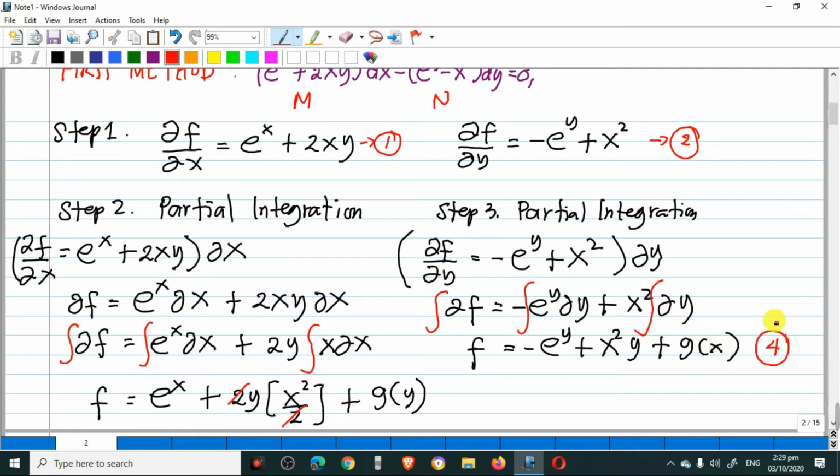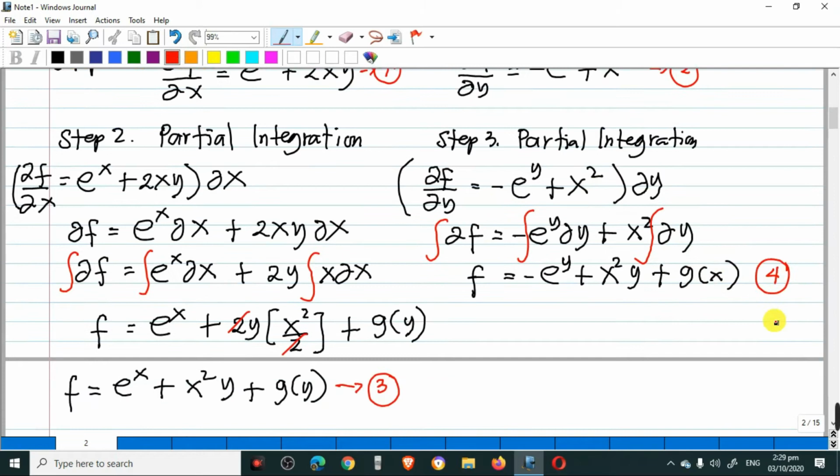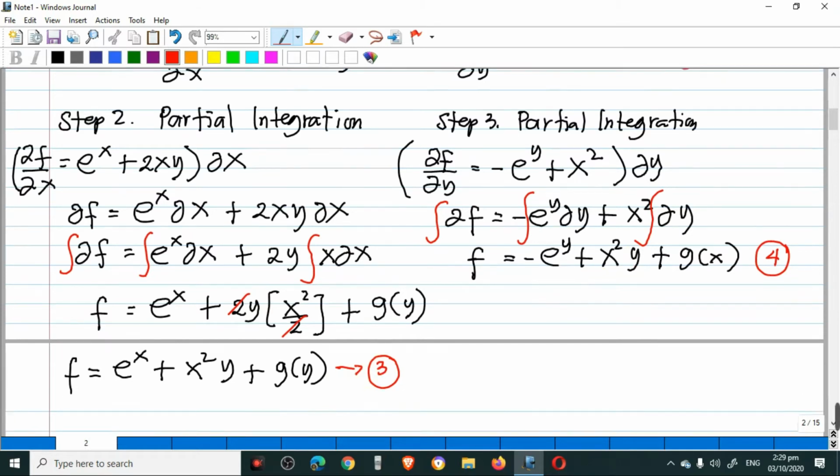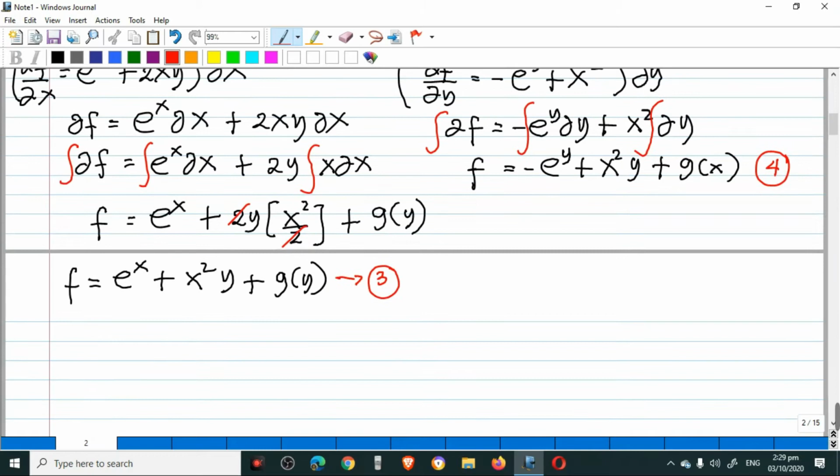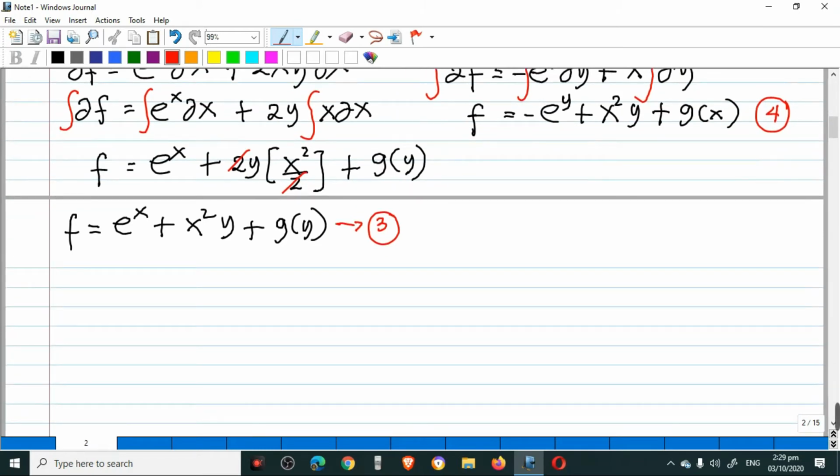So, meron tayong equation number 4. Okay? We have equation number 3 and equation number 4. This is our 3 and this is our 4. Ano yung ating next step? Step number 4. We are going to equate yung equation number 3 and number 4. So, step number 4 na tayo.